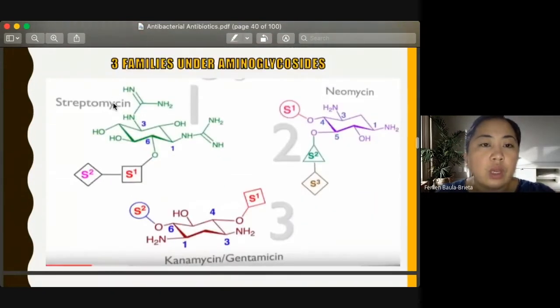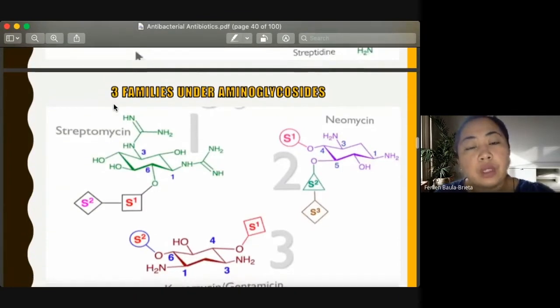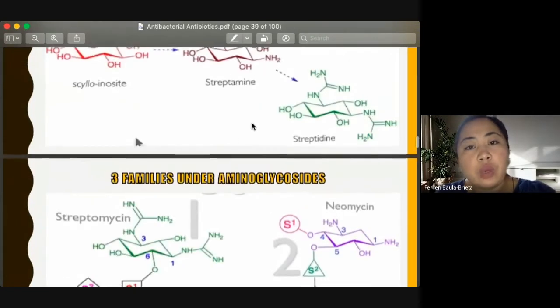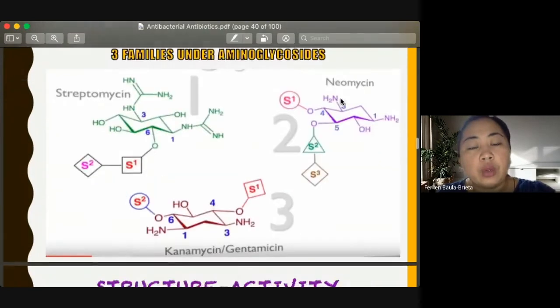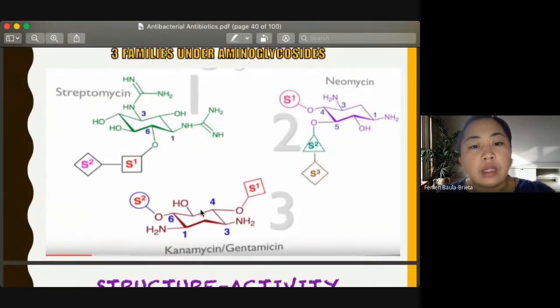Okay, so again, the 3 families under aminoglycoside: following the streptidine aglycone, we have streptomycin, and following our streptamine aglycone, we have the group of neomycin and kanamycin, gentamicin. So we have here S2, S1, S2, S1, and S2, S1, S3. These are other amino sugars.